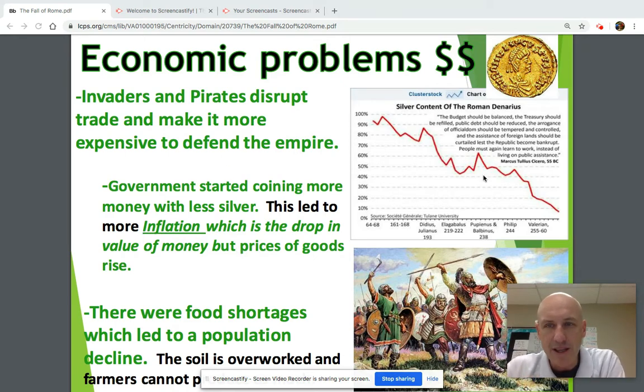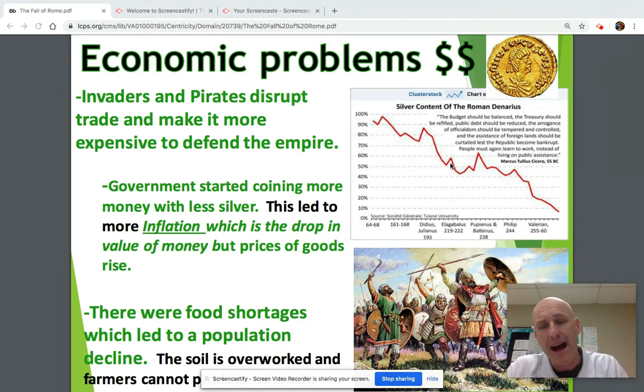So look what's happening. First, look at this chart right here. Silver content of the Roman denarius. The denarius is their dollar. And what's happening is almost all of the coins at one time are going to be made out of pure silver or pure gold. And gradually the government's going to get sneaky and they're going to take the silver and the gold out. And when you take that precious metal out of the coins, it causes that single coin to be worth less than it was before.